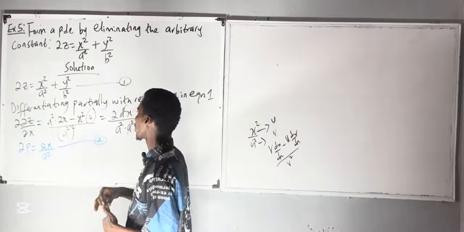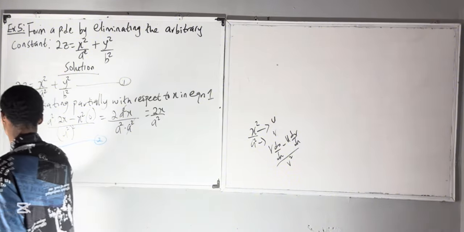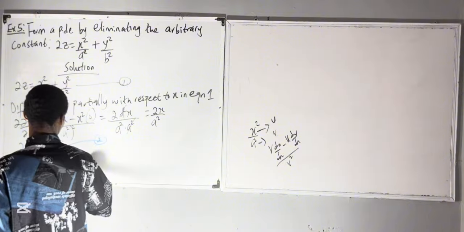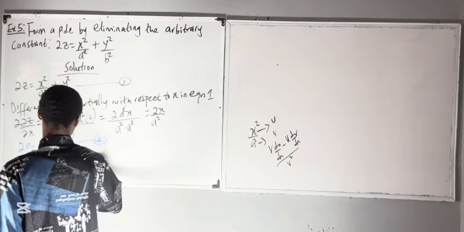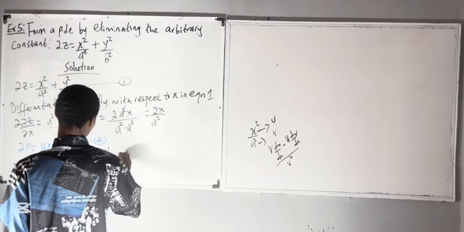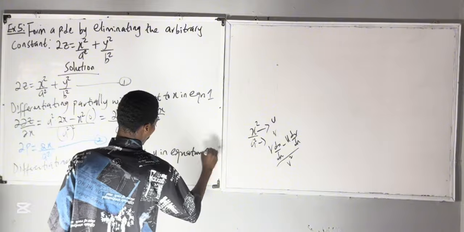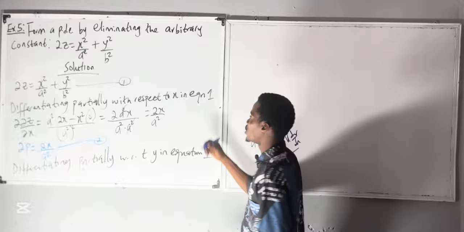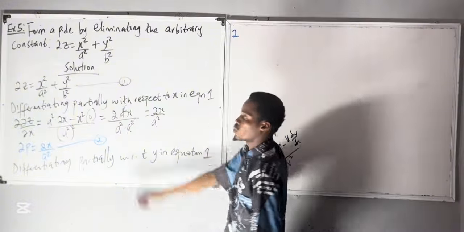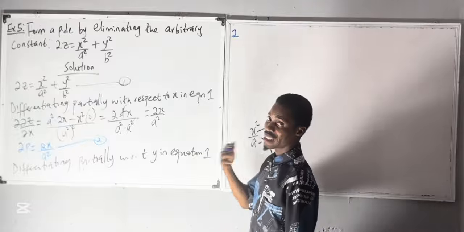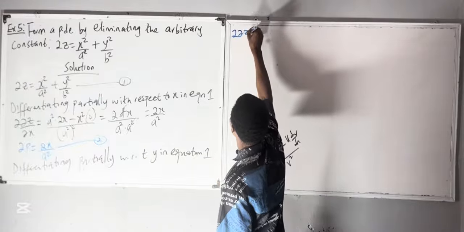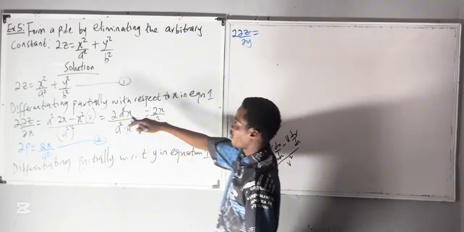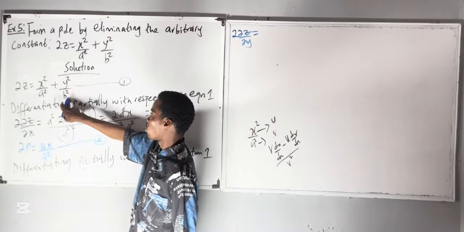So the next is to differentiate equation 1 partially with respect to y. What am I going to have if I differentiate partially with respect to y in equation 1? It means I have 2z. I'm differentiating z, so I'm going to have the partial of z with respect to y. Remember, if I differentiate x square over a square, plus y square over b square.